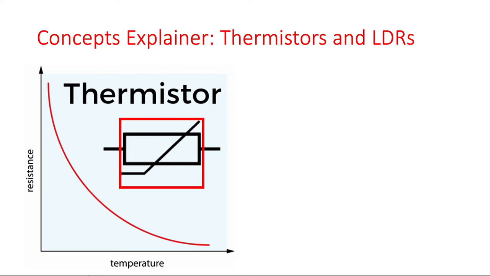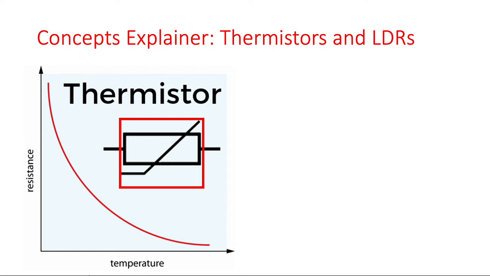If we look at the graph that's on the screen, we can see the resistance will go down as the temperature goes up. Now this is opposite to our wires. A thermistor behaves in a different way to our wires. In the case of a wire, the resistance actually goes up if you're studying that at AS level, whereas with a thermistor, the resistance goes down with temperature.